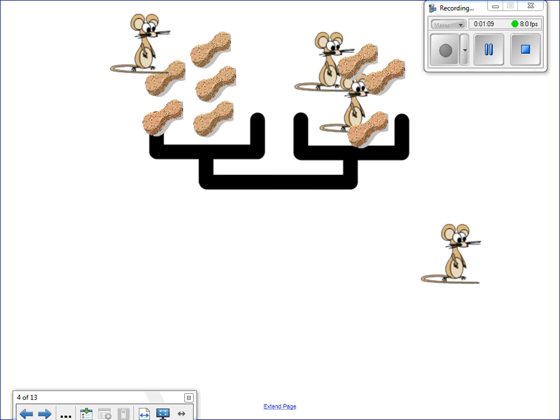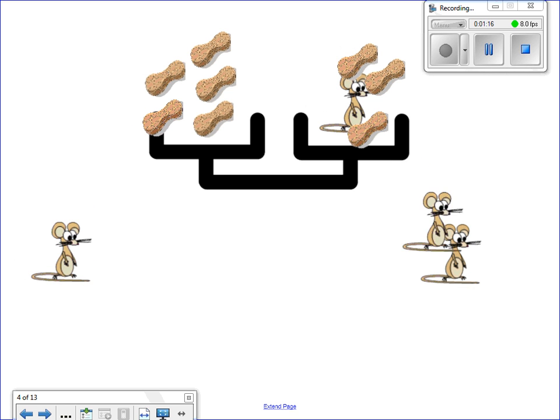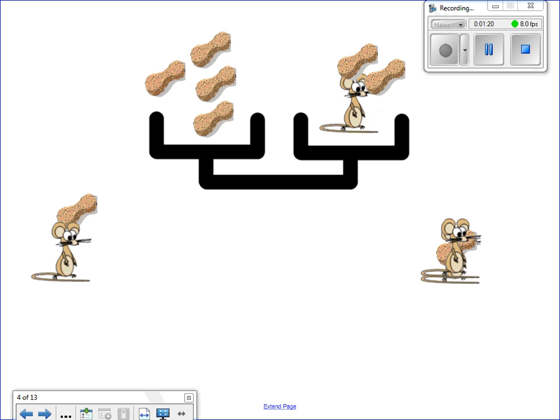Does that make sense, kids? We have to keep it balanced. Same thing if I take away a mouse from one side, take away a mouse from this side. If I take away a peanut, take away a peanut. If I take away two peanuts, take away two peanuts. Then I'm left with two peanuts equals the same as a mouse.